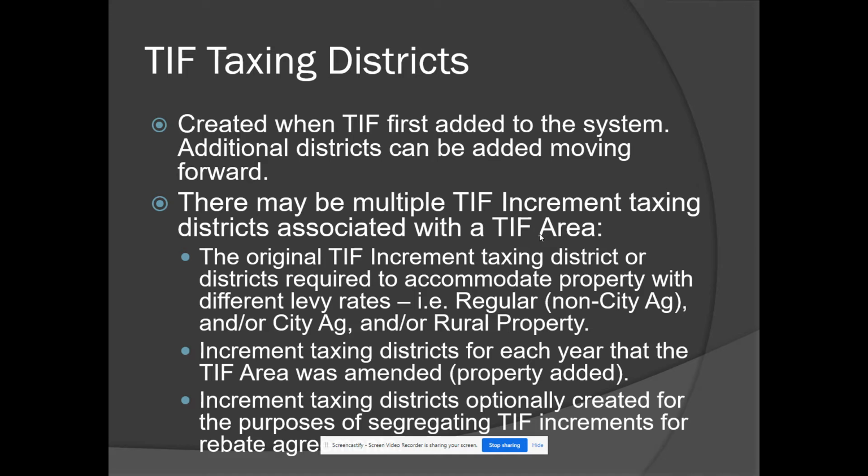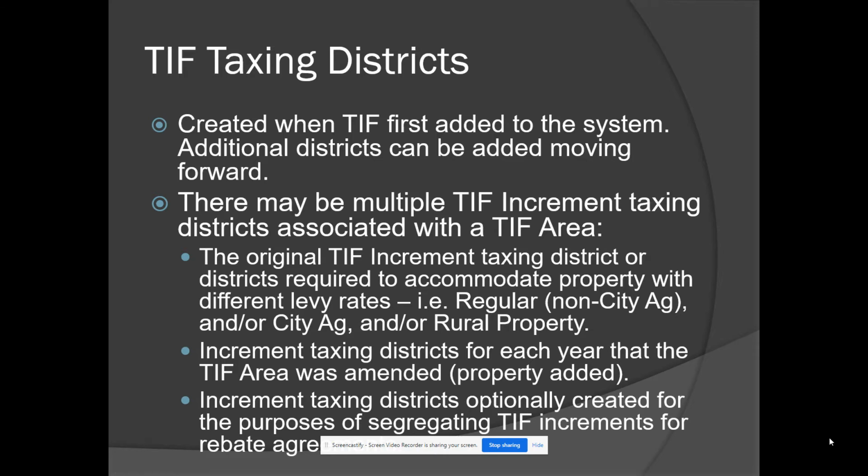So say a TIF taxing area encompasses both regular city taxing districts and city ag districts. So you would have to have different taxing districts because those areas have different tax rates, city versus city ag. Or you could have an area that covers more than one school district. So therefore, you would need different taxing districts to cover those situations where there are different school rates.